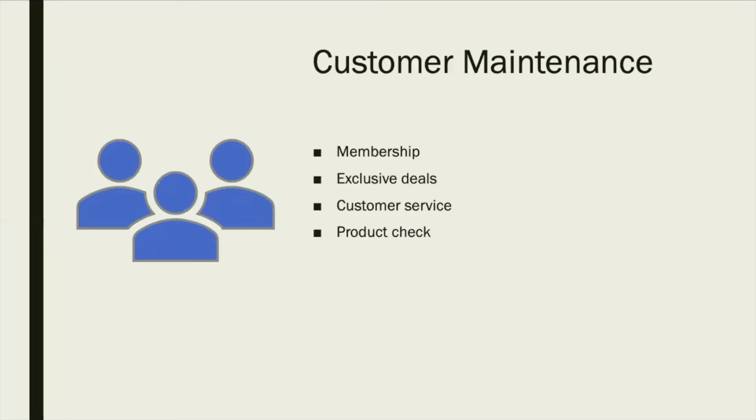Next, let's look at customer maintenance. There are four things that we can do to maintain our customers. The first is membership. Second is exclusive deals to those members. And thirdly is customer service. And fourth is product check.